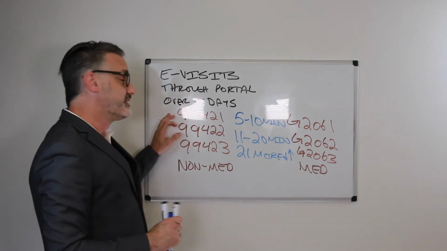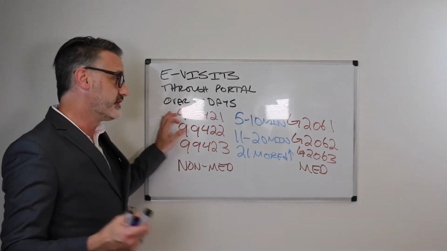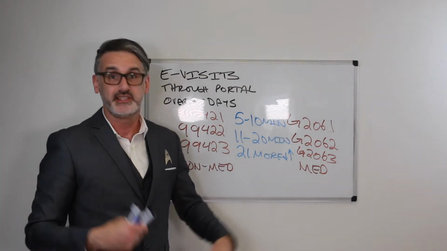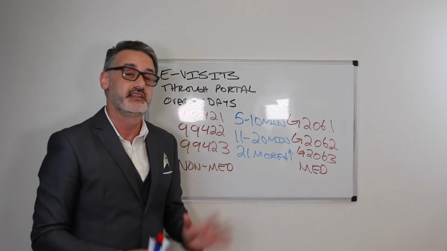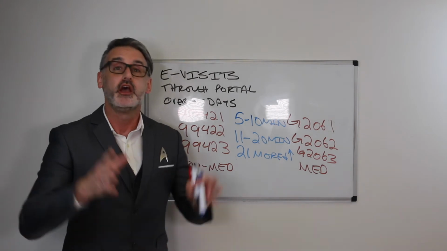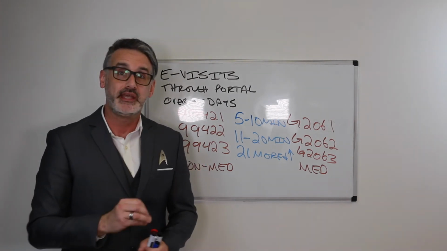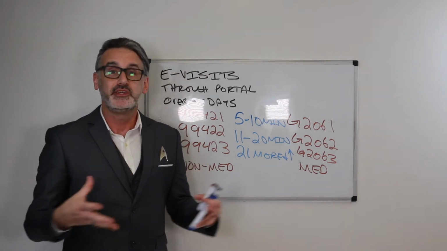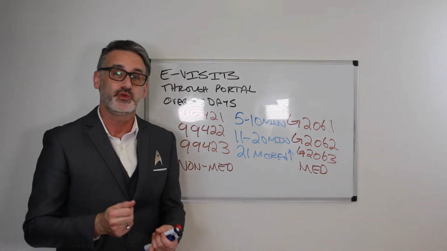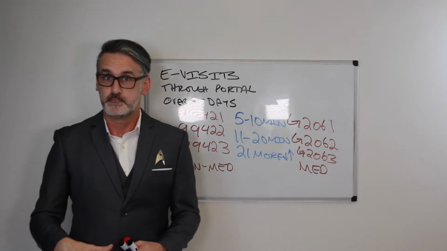So further with the coding, you notice that as far as the sequencing, the non-Medicare codes are in sequential order, 99421, 22, 23, and Medicare is in sequential order also, G2061, 62, and 63. And so this section here, again, is the e-visits, where it's all the work that the provider is doing, back and forth communication with the patient over the patient portal, cumulative over a 7-day time period. You can have the 5 to 10 minute increments, 11 to 20, or 21 minutes and more.